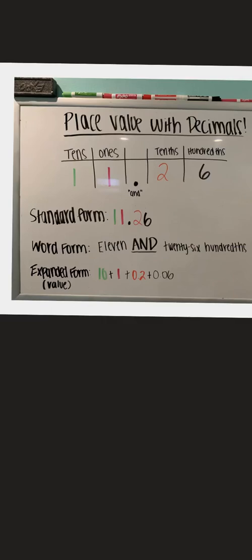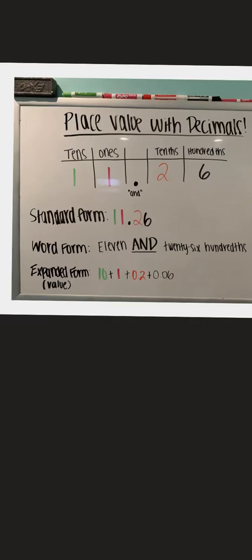And then for our expanded form, which is our value, we always have to separate the values by plus signs. We have our first value to be 10, and then a value of 1, and then a value of 2 tenths, and then another value of 6 hundredths.